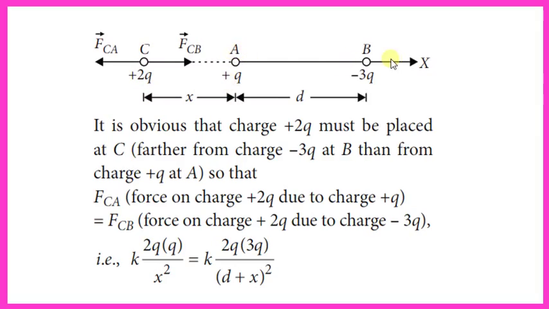This is point A with charge minus 3q, this is point B with charge plus 2q, and this is point C. What would be the force of C on B? As this is negative and this is positive, it will attract toward this.